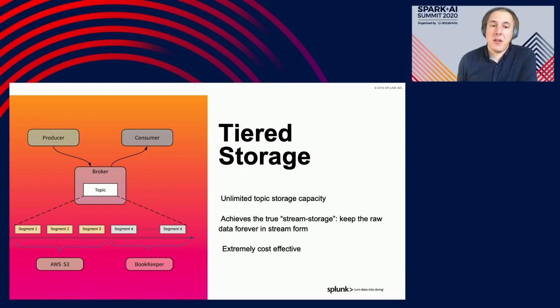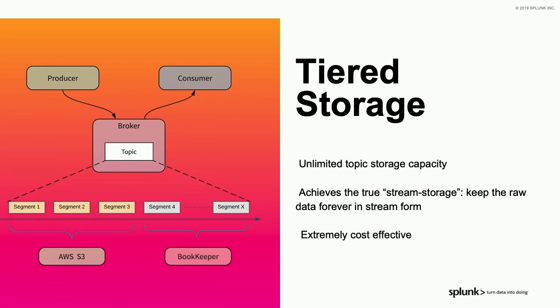Because of this segment architecture, it becomes very natural for us to offload them. We use our tiered storage architecture to move all segments to cheaper storage. For example, in a cloud environment, you might keep the last few hours or 1 day in BookKeeper, and the rest of the data can be pushed over to S3, and that gives you unlimited topic storage capacity and lower cost for all the data. That data might be unlikely to be read, but you want to have the assurance that you can read it if you need to.